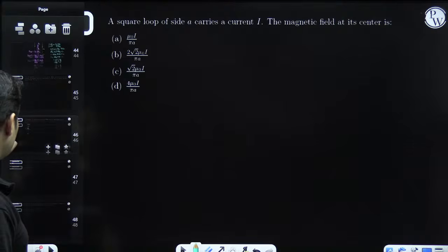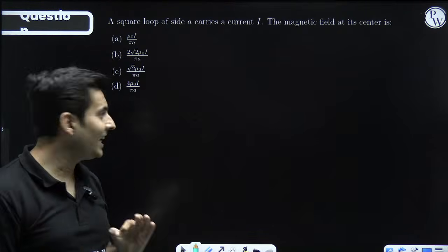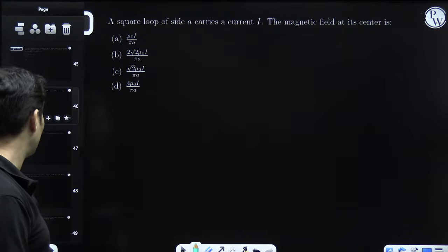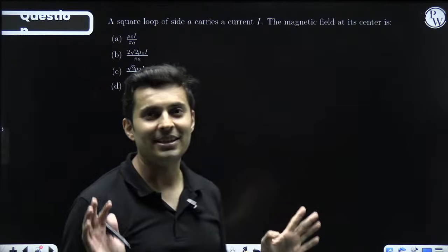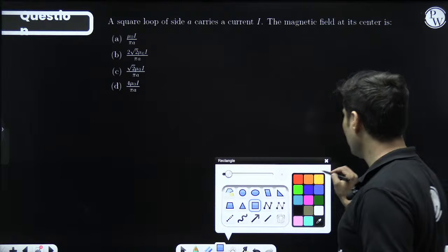Great. Let's go to the next question on your screen. A square loop of certain side A has some current. The magnetic field at the center is how much? Okay. How much is the magnetic field at the center? This is very interesting. Let's try to figure it out. Start slowly.